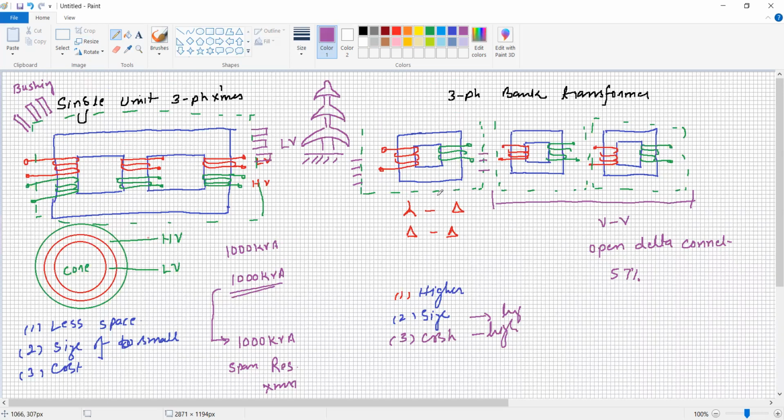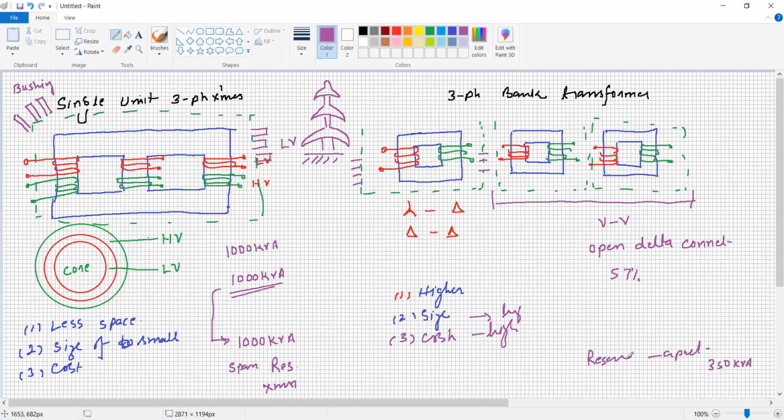300 or 350 kVA transformer. So the reserve capacity is only 3500 kVA, transformer is sufficient. So these are some advantages of single unit three-phase transformer and three-phase bank transformer.